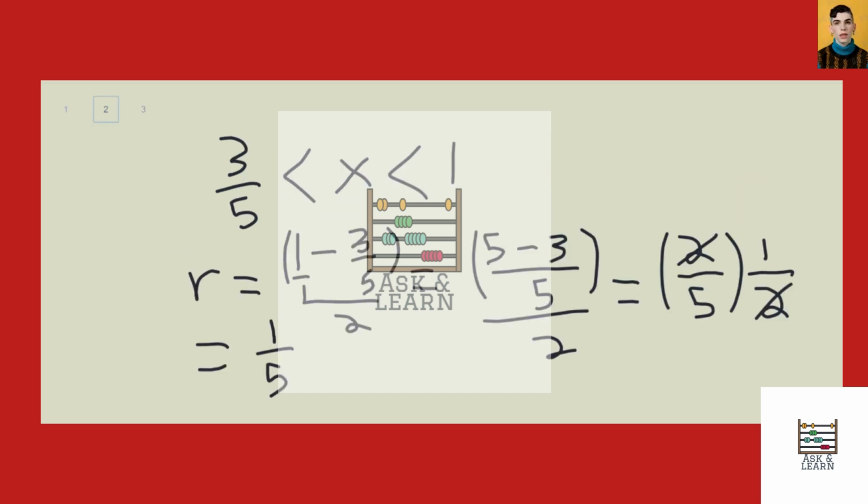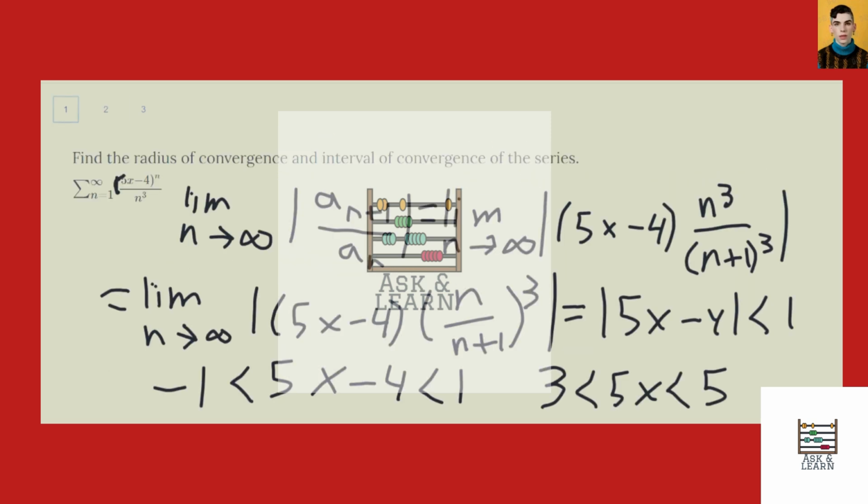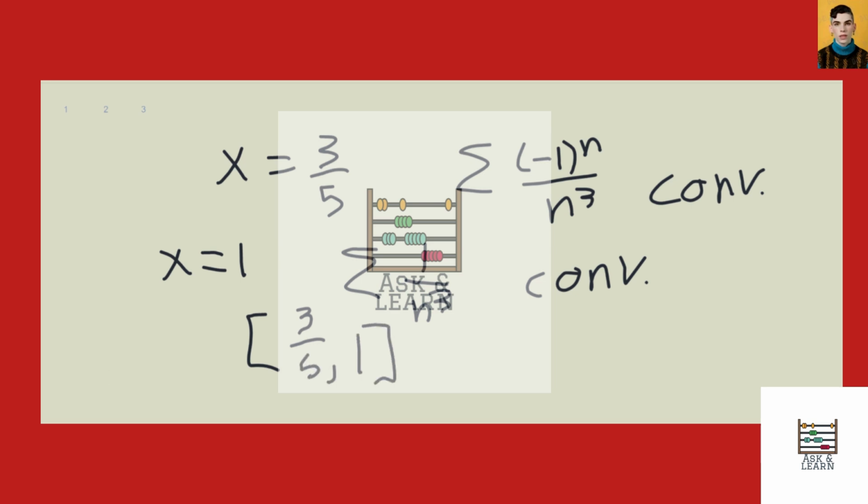And then the other value we need to check is x equal to 1. So if x is equal to 1, then we have 5 times 1 minus 4. So 5 minus 4, which is positive 1. 1 to the n is still 1. And this is still going to converge because the exponent here is 3. 3 is bigger than 1. If the exponent was 1 or anything smaller, then we would have divergence. But since 3 is bigger than 1, we get convergence. So we include 3/5 and we include 1. So that's our interval of convergence.